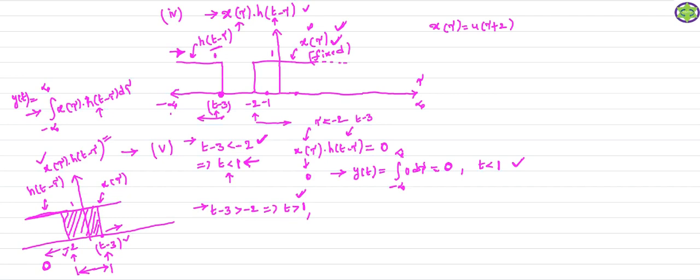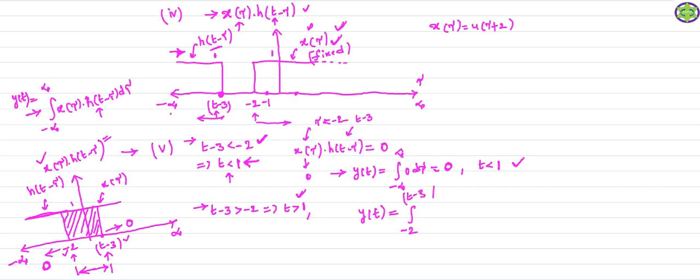So the signal h of t minus tau is defined up to t minus 3 only. After the t minus 3 instant, there is no signal h of t minus tau. Therefore, the product is 0. So while finding the output, you just consider the interval minus 2 to t minus 3.